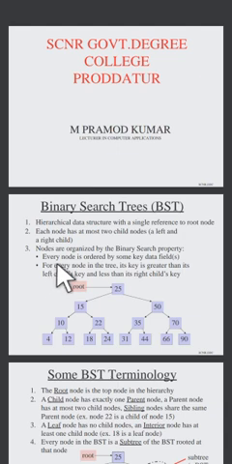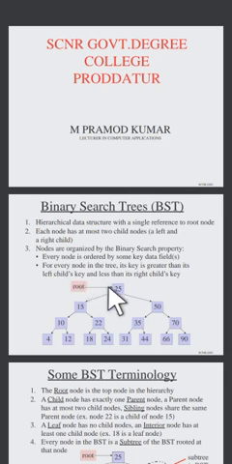The first one is that every node is ordered by some key data field, and here the data elements are called keys. Here 25 is a key, 15, 10, 4 and so on. These are all the keys. For every node in the tree, its key is greater than its left child key and less than its right child key. This is the main property of a binary search tree.